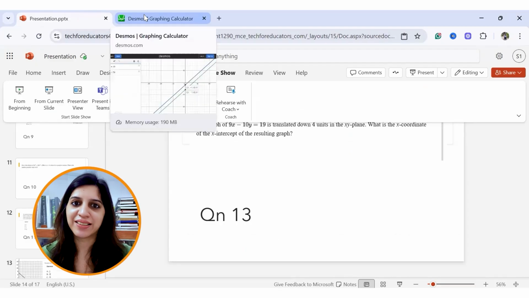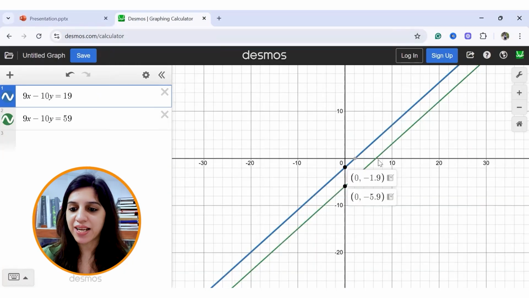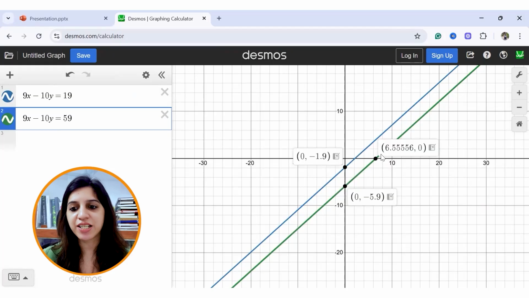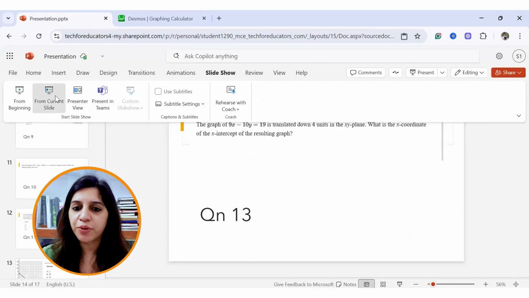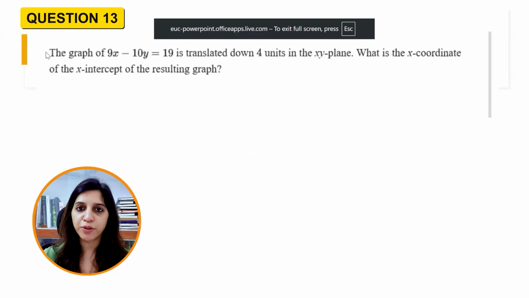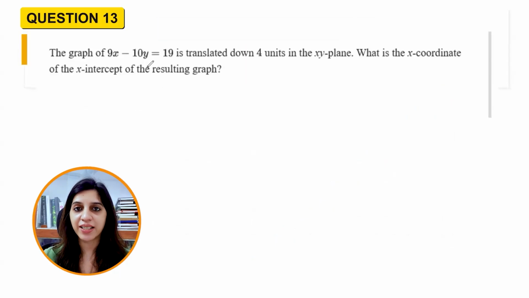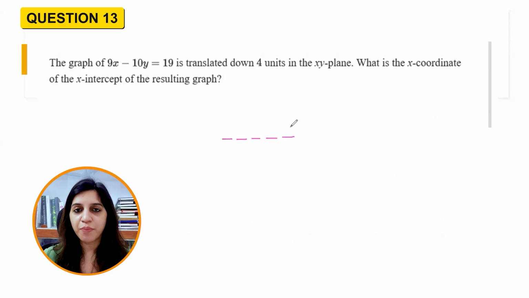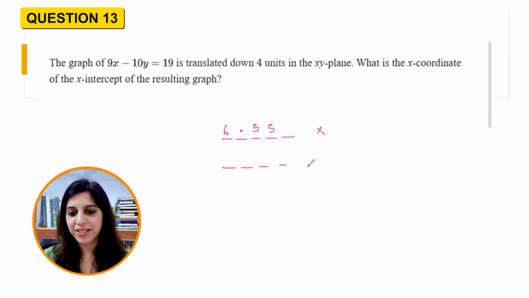How did I get this? I'll maybe teach in a separate video. Now they're asking what is the x-coordinate of the x-intercept of the resulting line. It's 6.55556. It's a never-ending fraction, basically. What could go wrong in this question is not how you solve it or the answer that you get, but the way you put your answer in. On Desmos, in free response questions, you have the liberty to use 5 characters to put your answer. Now, some of you might say the answer is 6.55. Some of you might say the answer is 6.56.